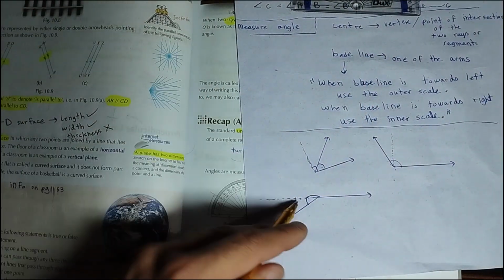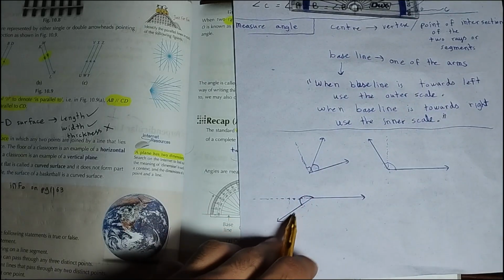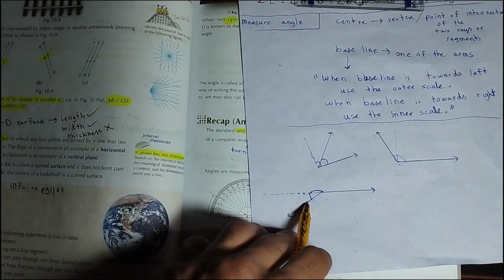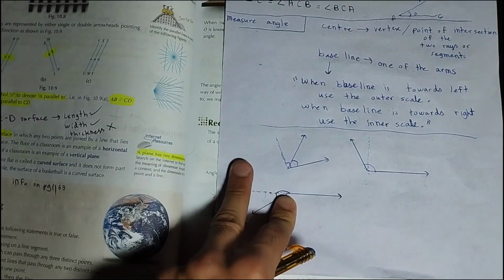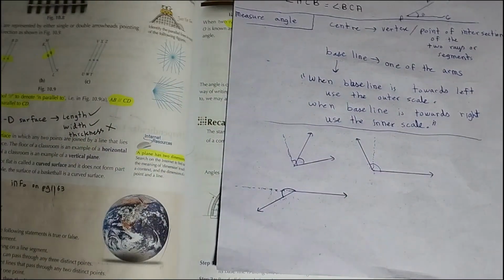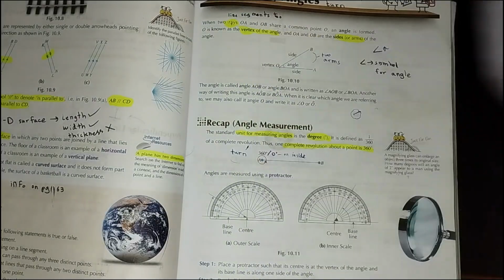Now this one, obviously it looks like it's more than 180. It's more than a straight line, so it's more than 180. And when I'm measuring that, I won't have to bother about which scale I am supposed to use. Just knowing whether it's an obtuse angle or an acute angle, it's enough to tell me which scale I am supposed to use. Okay.